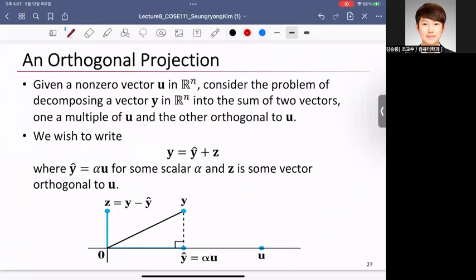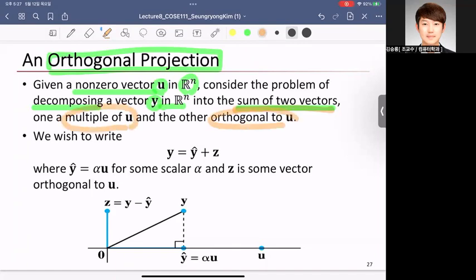So let's move further and let's go back to here. We also have to discuss the orthogonal projection. Given a non-zero vector u in R^n space, consider the problem of decomposing a vector y in R^n space into the sum of two vectors, one a multiple of u, the other orthogonal to u.